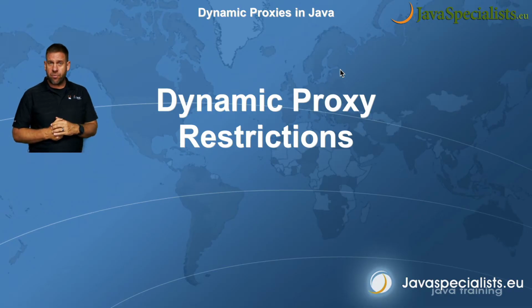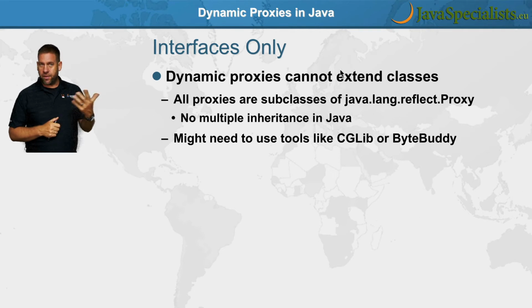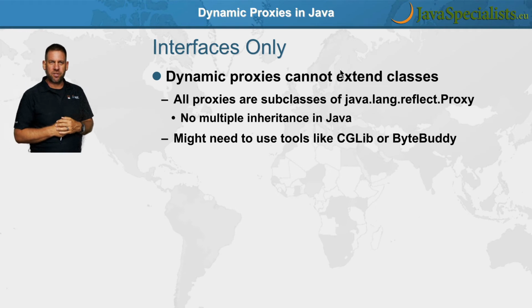Dynamic proxies have some restrictions. For example, you can only proxy interfaces. We saw already that our proxy class extends java.lang.reflect.Proxy. There's no multiple class inheritance in Java, so we can't proxy classes. If you need to do that, you need to use another library like cglib or ByteBuddy. But I personally don't like using those tools in production code. I don't mind for test code, but I don't like using it for production code.